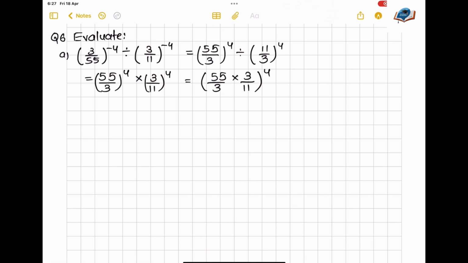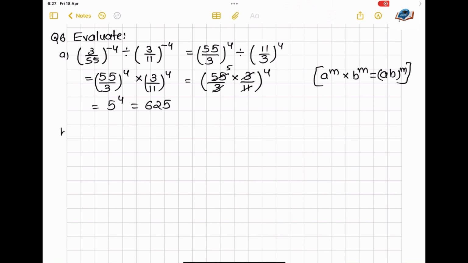Which identity I have used? A raised to m into b raised to m equal to ab whole raised to m. This identity I have used here. Now 3 cancel, 11 fives are 55. So this comes as 5 raised to 4. So 25 into 25. So 625 will be my answer.